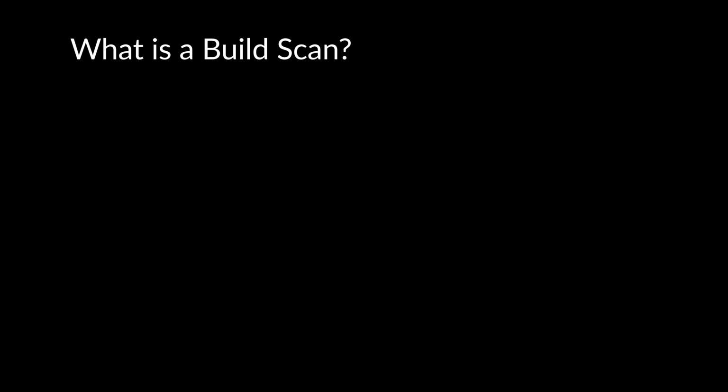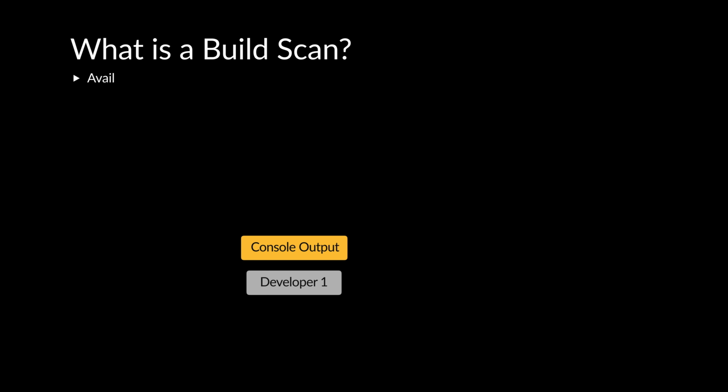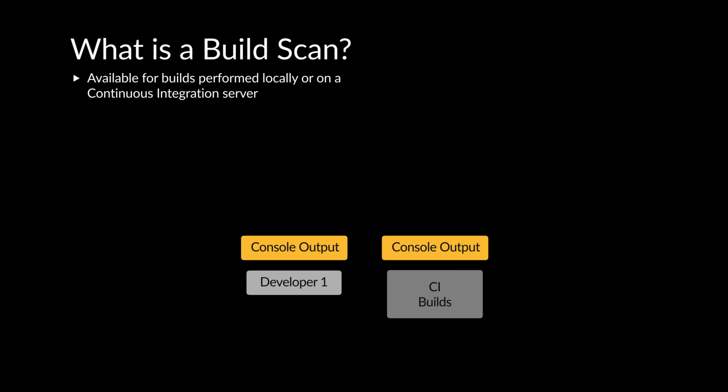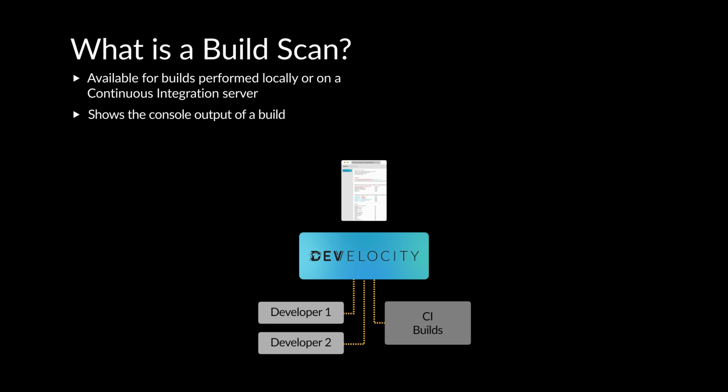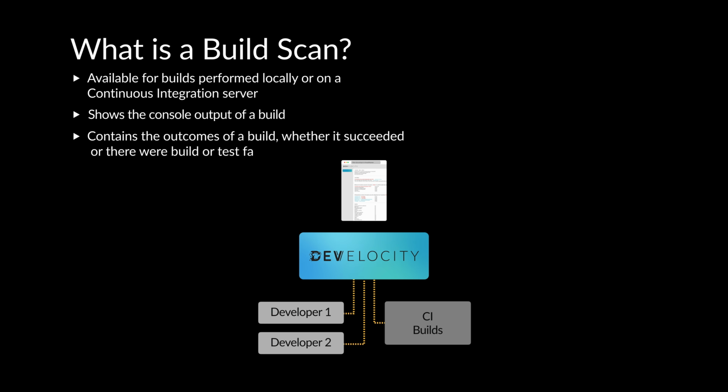First, what is a build scan? Initially, the build scan looks like the console output from running a build. This build could be something which ran locally on your laptop or on your computer, or it could be something that ran in a shared environment like a continuous integration server. The build scan shows much more than the console output from running a build. It shows everything that's relevant for understanding a build that you've run.